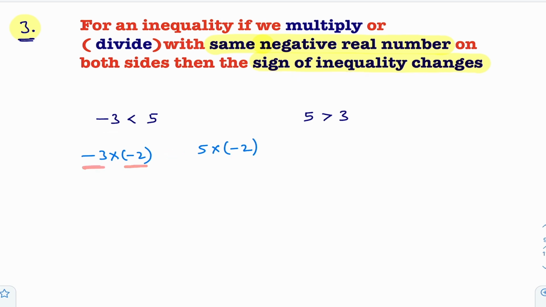Minus 3 into minus 2 is what? Minus 3 into minus 2 is 6. Okay. 5 into minus 2. 5 into minus 2 is what? Minus 10. You tell the relation between the 6 and minus 10. Is 6 greater than minus 10 or is 6 less than minus 10?